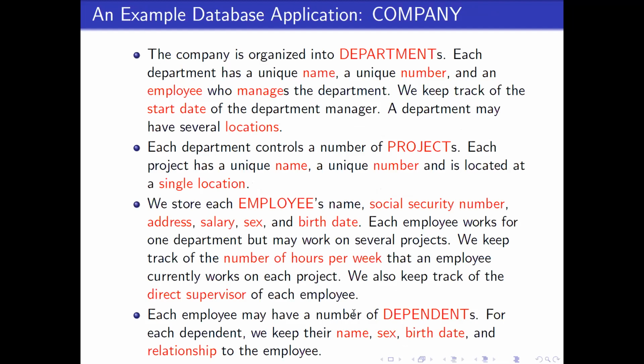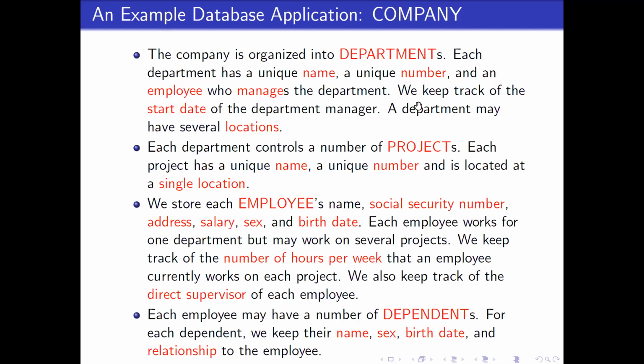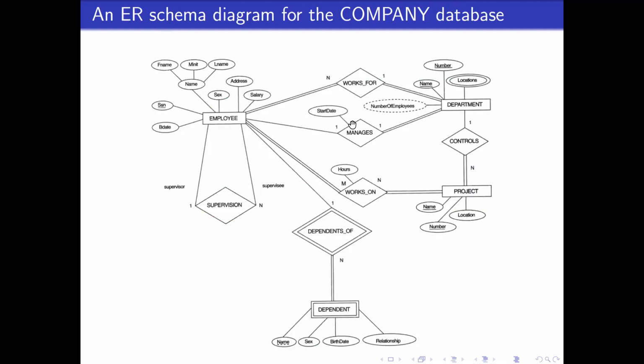Right, then you have to represent the relationships. For example, we have a department and an employee who manages the department. So that is one relationship here. One of the employees actually manages the department, and we want to keep track of his start date because it belongs to this relationship. You see, the attribute actually belongs to this relationship. So one of the employees works as a manager for the department.